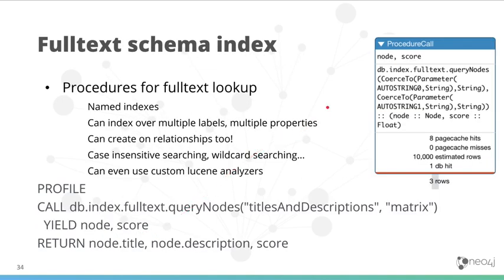We also have something called a Fulltext schema index. I'm not going to talk too much about it, just you will use this when you're interested in doing case-insensitive string searching, or if you want to search over multiple labels or multiple properties at a time. And we can even create one of these on relationship properties. You call it via procedures, so it's not quite so easy to use as our regular schema indexes.